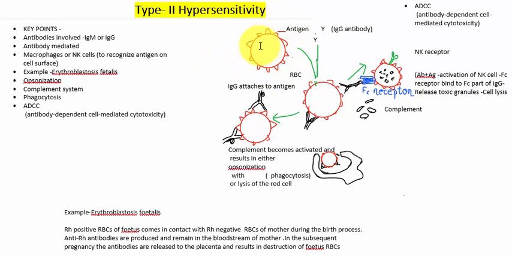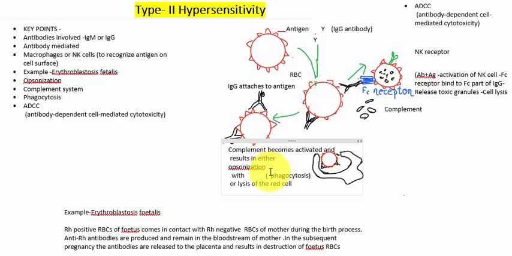Suppose this is the RBC cell, and we know that on the surface of the RBC antigens are present. The next step is the antigen produces the specific antibodies. Then the antigen antibody complex forms. The complement then attaches to the antibody Fc region. The complement becomes activated and it results in opsonization with phagocytosis, or you can say the lysis of the red cell.